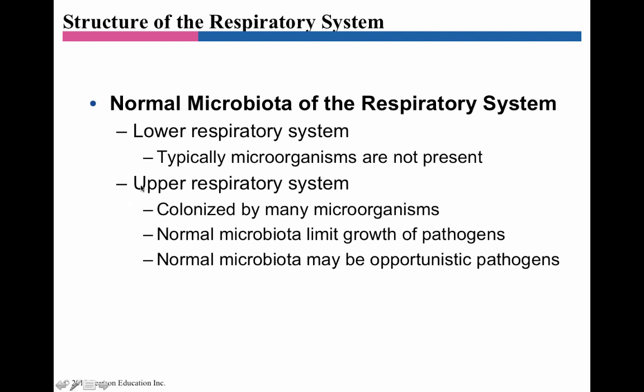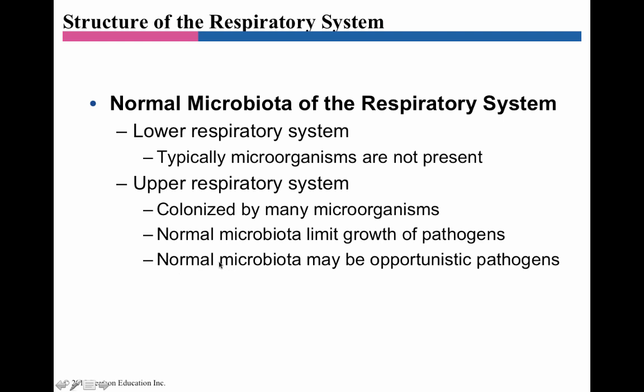And so I'm going to talk to you now about bacterial diseases of the upper and lower respiratory system. There are many normal microbes present in the upper respiratory system, and in normal conditions where the person is healthy and their immune system is strong as it should be, the normal microbes actually prevent growth of infectious pathogens that cause disease.